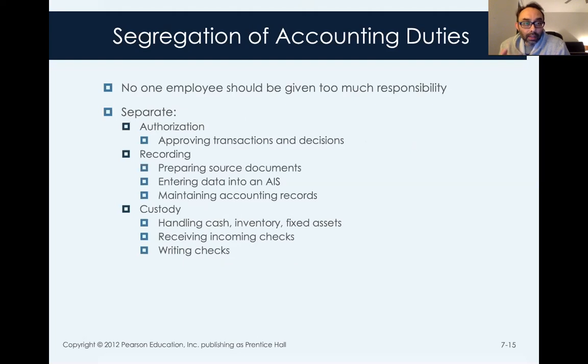Okay, so that's what I said: authorizing, recording, and custody. So that's segregation of power, separation of duty powers. Okay, any questions so far?